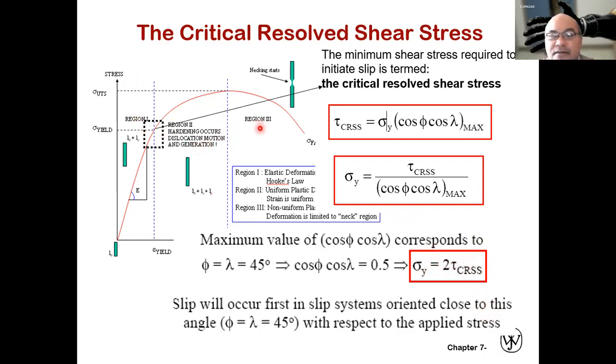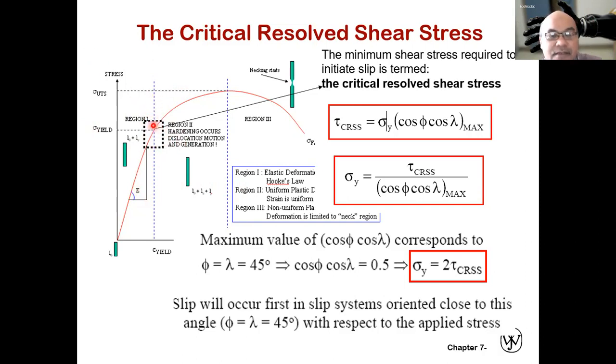Again, if we review the stress-strain graph, this region is where the elastic deformation occurs, and the deformation can be calculated according to Hooke's law. The stress sigma equals the strain epsilon times E, the Young's modulus. E is the gradient.